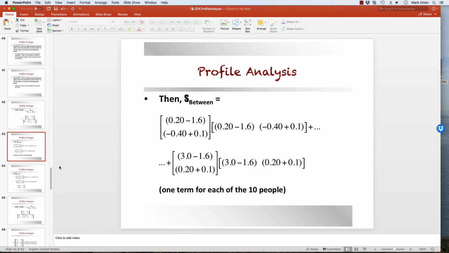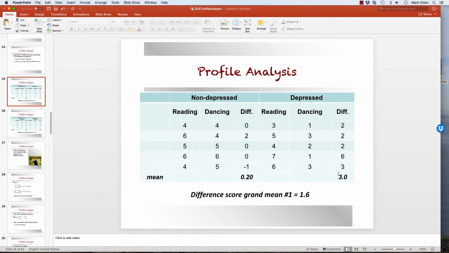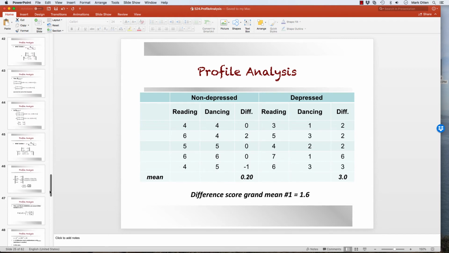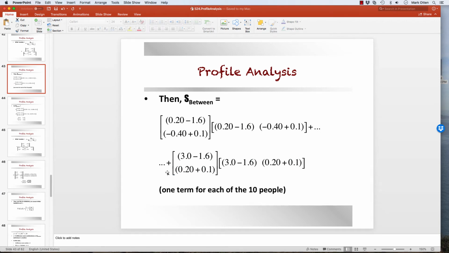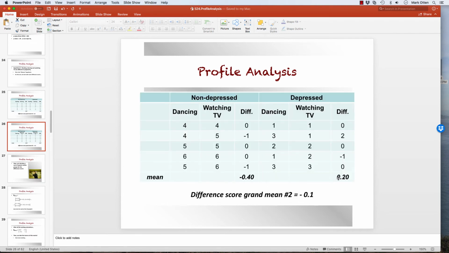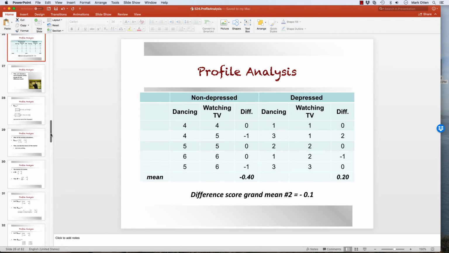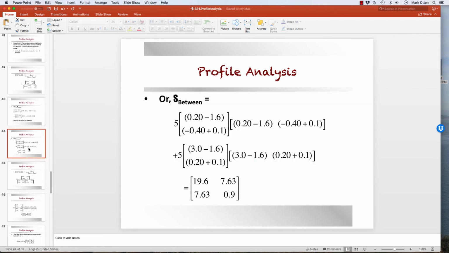For the second one here, we've got a 3.0 minus 1.6, so we can scroll back to see where that comes from. That's going to be the depressed group. 3.0 here, difference score, 1.6 grand mean. And so you might start to see the pattern now, especially if you've done this already for a MANOVA. The second one here, 0.2 plus 0.1, comes from 0.2, depressed group, second difference score, dancing minus watching TV, depressed group mean, 0.2, and then the negative 0.1 grand mean, again, gets subtracted and appears here as a plus 0.1.